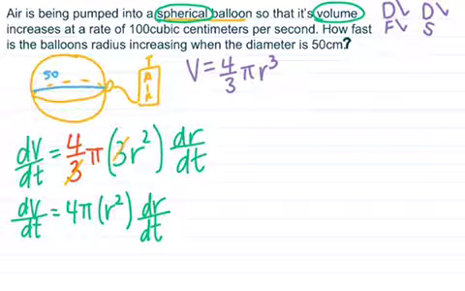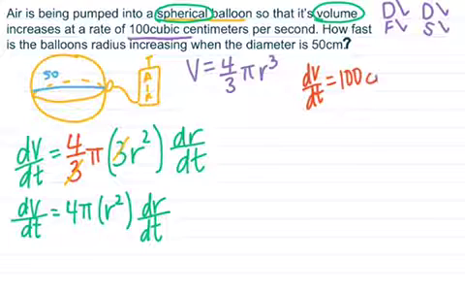So now our final step is to substitute the values that we have into the formula and then solve. So dV/dt, which is the rate of the volume increasing, well, we know that they gave us that right here in the question. It says that the volume increases at a rate of 100 cubic centimeters. So I'm going to go ahead and just label that over here. So dV/dt is 100 cubic centimeters per second.